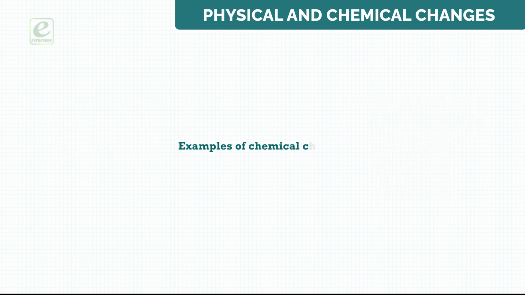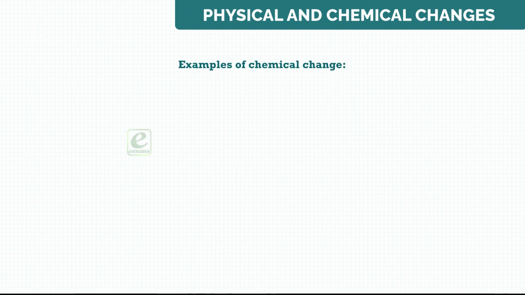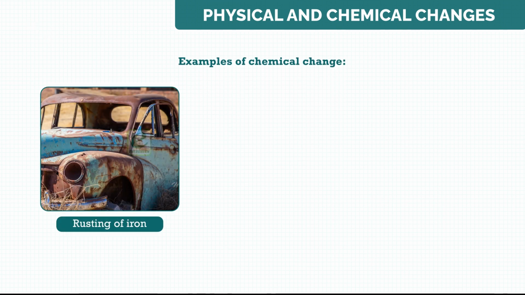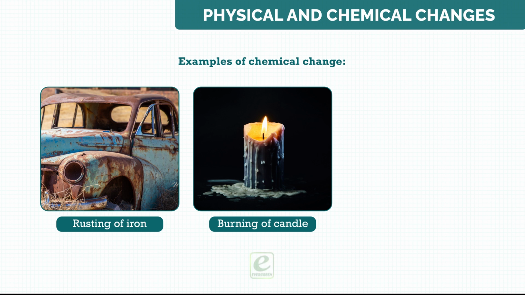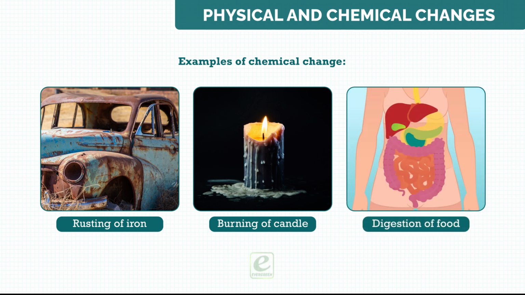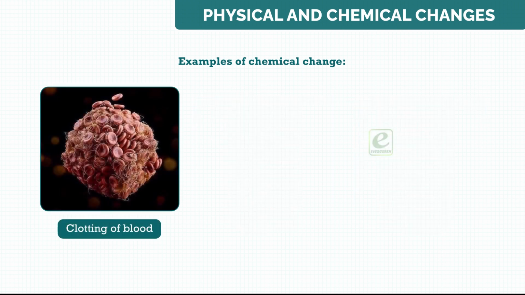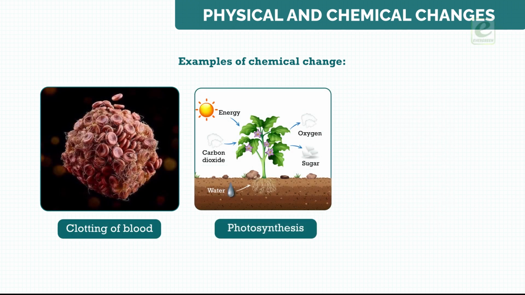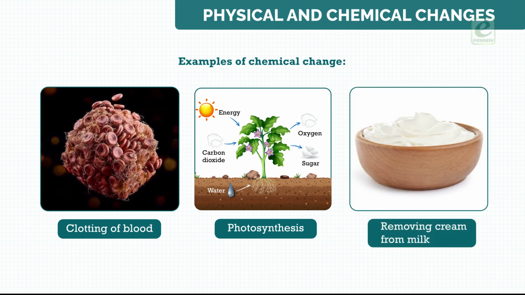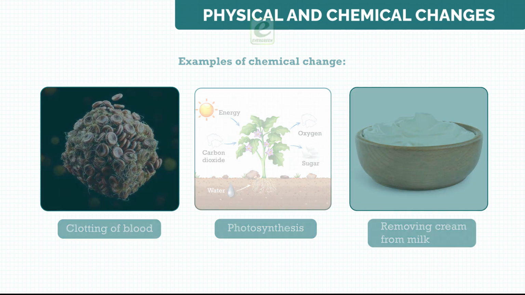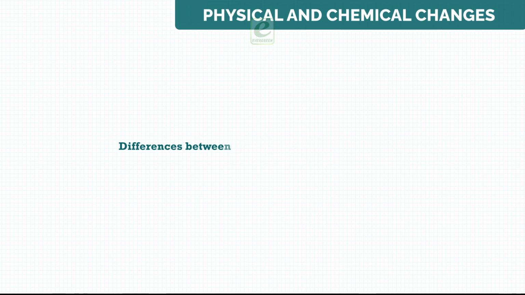Examples of chemical change: rusting of iron, burning of candle, digestion of food, clotting of blood, photosynthesis, removing cream from milk. Differences between physical and chemical change.